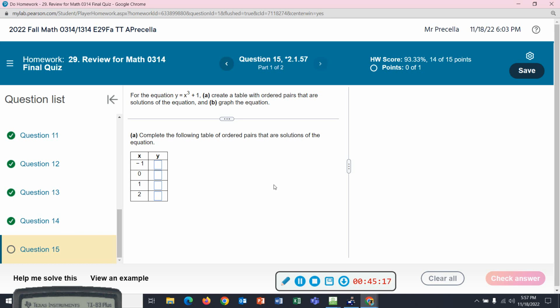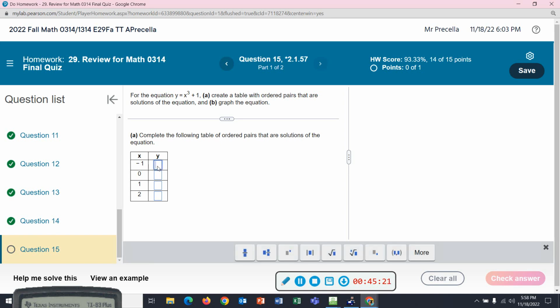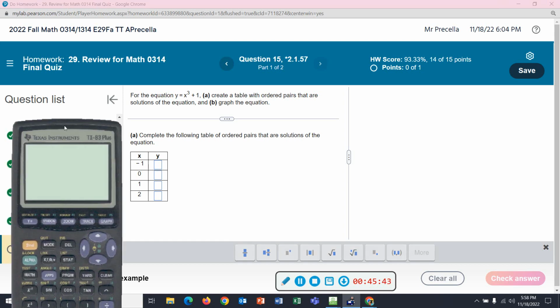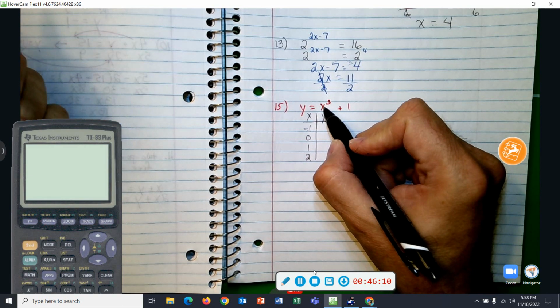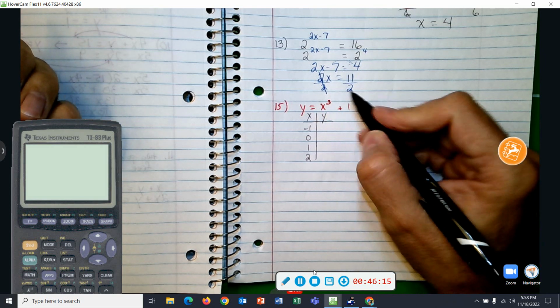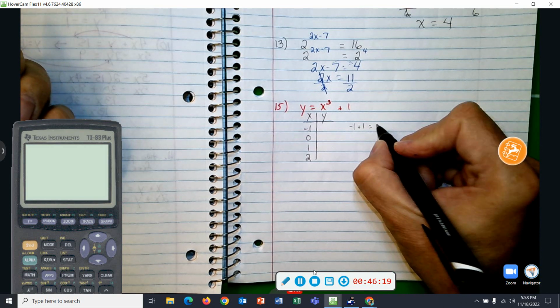Now, this one, same instructions, we're going to plug these numbers in. Okay, so plugging a negative 1 in for x. Be careful. Negative 1 times negative 1 times negative 1. I'm looking at negative 1 cubed. You know what? I'll write it down. Y equals x cubed plus 1. And we have this xy table. We're going to plug in negative 1, 0, 1, and 2. When I plug negative 1 in for x, negative 1 times negative 1 is positive 1, times 1 more negative 1 is a negative 1, plus 1, that's giving a 0.